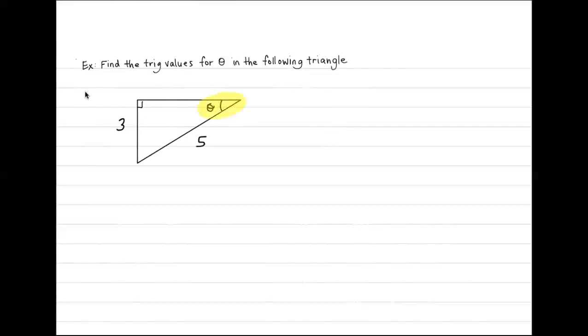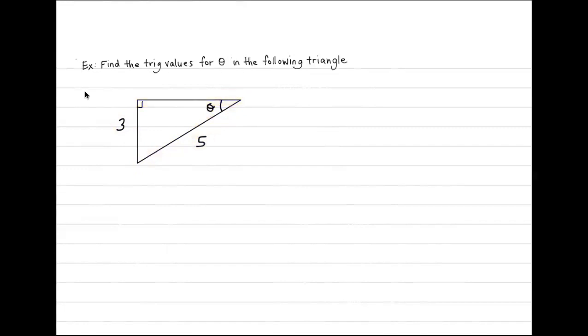Now they've clearly labeled theta here. That's the angle that they want all of the trig values in relation to. They've given us the length of this particular side, it's 3. They've given us the length of this side, it's 5. But this last side over here, we don't know what that side length is. That wasn't given, but maybe we could go through and solve for it.